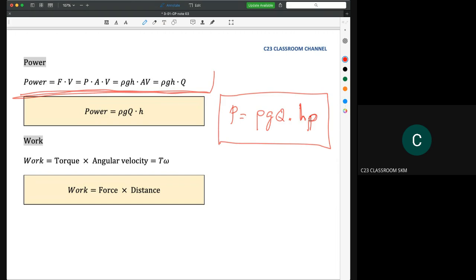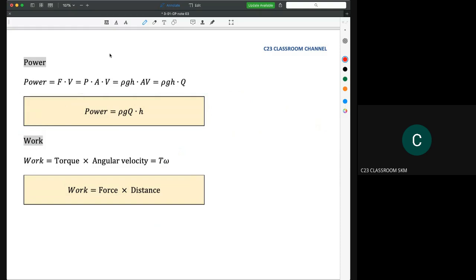And then about the work. If we are talking about work, so work is torque times angular velocity. So it can be written as T times omega, because the idea of work is force times distance. Please remember this equation because all of these will be used to solve centrifugal pump problems.